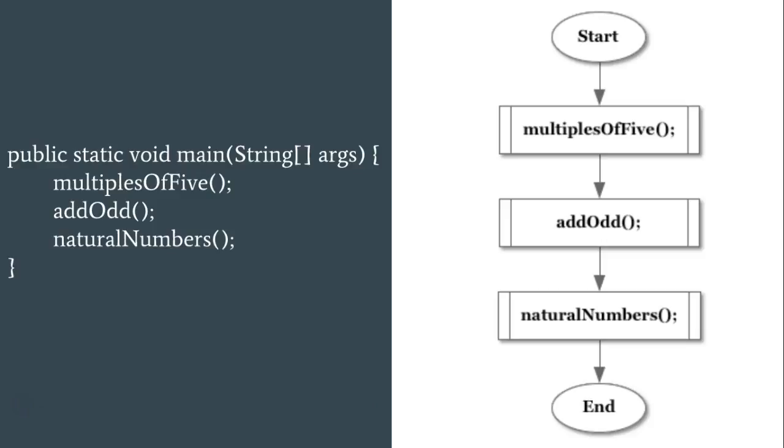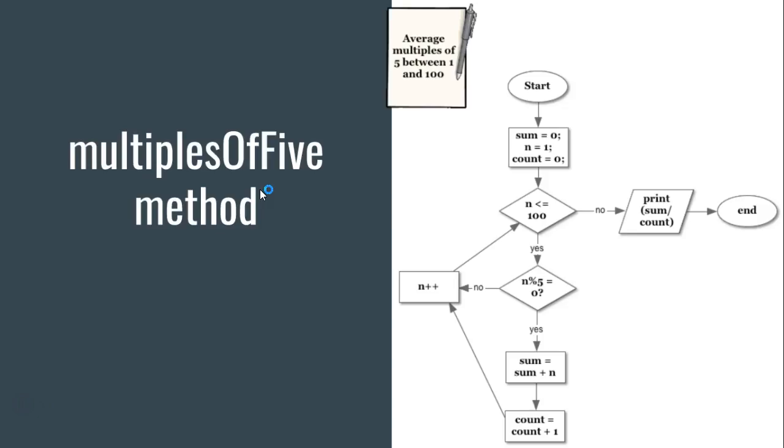So this is what my code looks like in NetBeans. It's the main method. Here I'm just calling the multiples of 5 method, then I call the add odd method, and then I call the natural numbers method. Now obviously when I was building, hopefully to you all, I didn't build all of them at once. I did one at a time and I made sure that it worked before I moved on to the next one. I started with multiples of 5 because that was the less common one that everyone worked on.